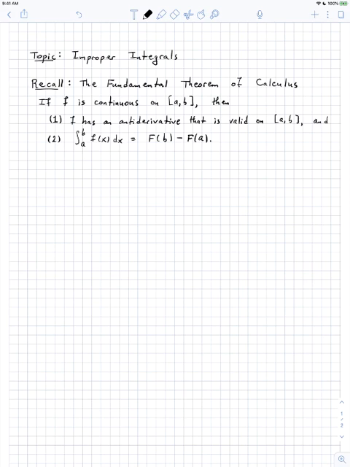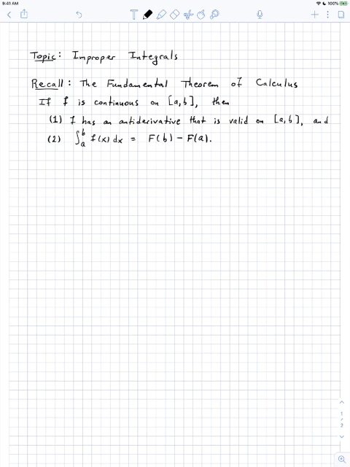Today we're going to talk about something called an improper integral. We need to explain what an improper integral actually is, but before we do that, let's see why it might come up, and then define an improper integral when it seems appropriate. So we're going to start by recalling the fundamental theorem of calculus.